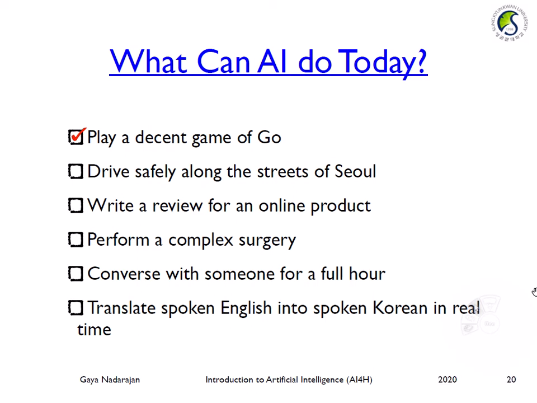Okay, next one, write a review for an online product. So among the many things AI can do, AI can also generate things. It can generate images, it can generate text. AI can do those kinds of things as well right now. And believe it or not, AI can write a review for an online product. So when you are in Coupang or Gmarket, when you are reading these reviews from customers, beware that maybe some of those reviews are not real.